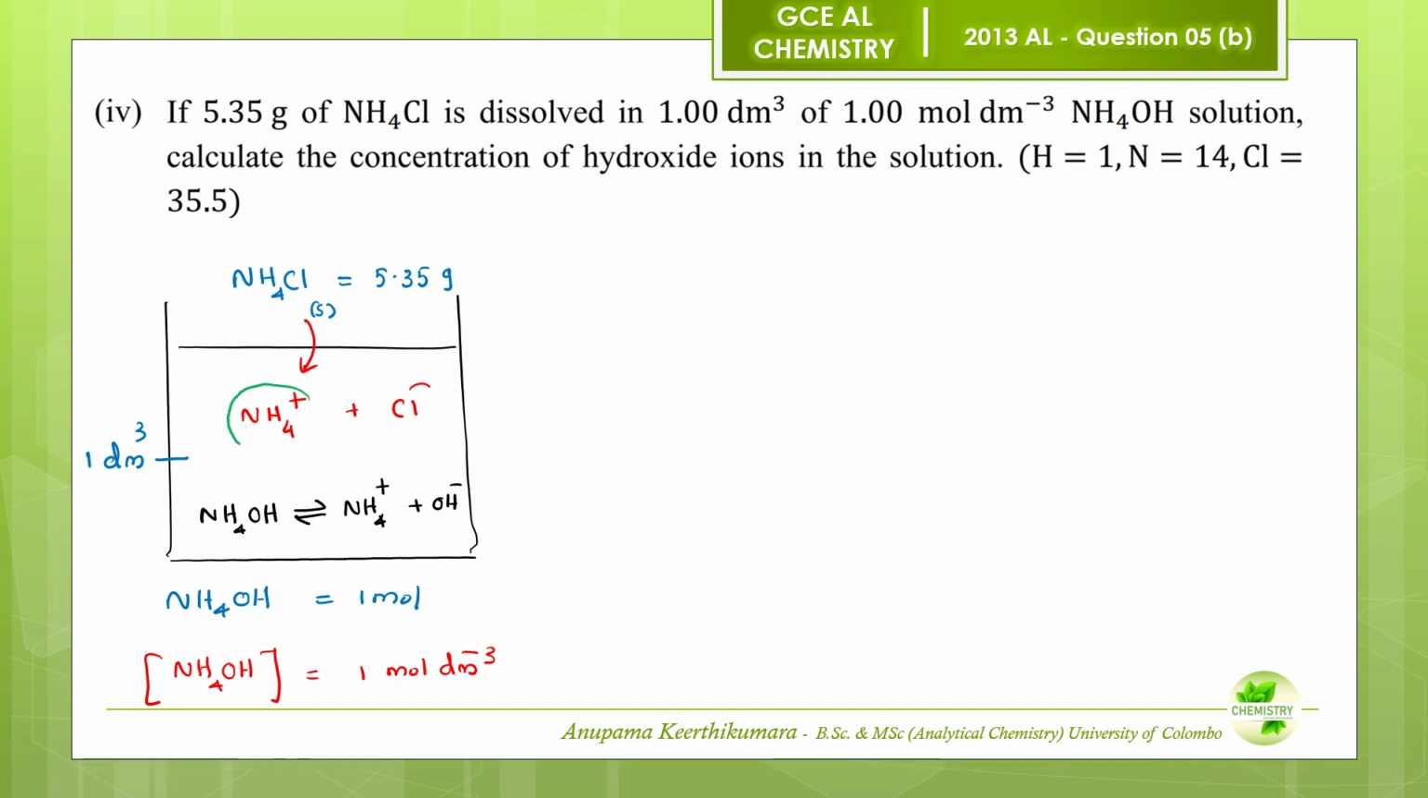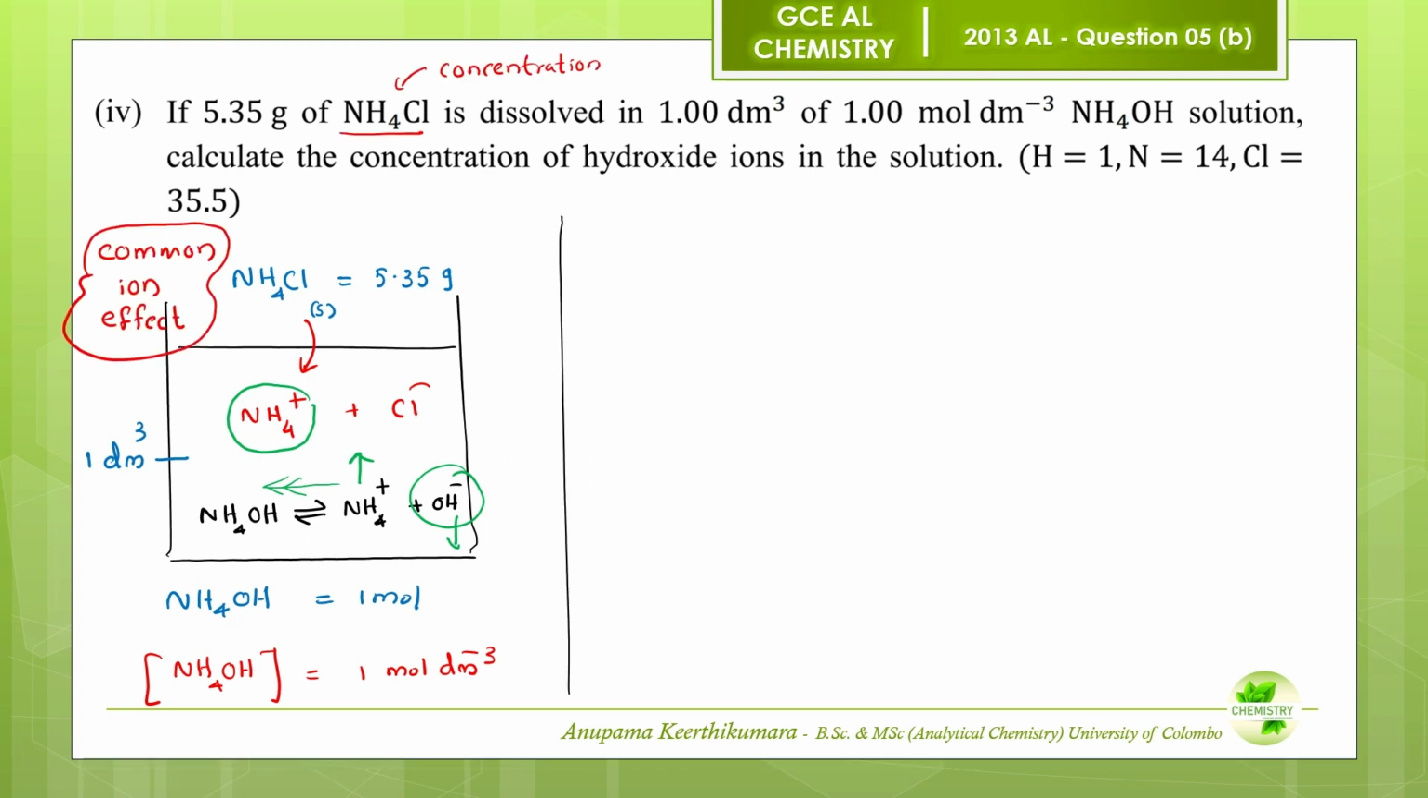Because of this excess ammonium ions coming to the solution with ammonium chloride, the concentration of ammonium ions increases in this solution. Therefore, according to the Le Chatelier principle, this dissociation goes in the reverse direction. That means it produces less OH minus concentration than in a pure solution of ammonium hydroxide. So this is a common ion effect. Always in the presence of a common ion, these weak bases give less OH minus concentration than in pure aqueous solutions.